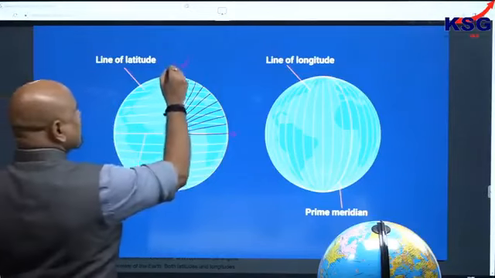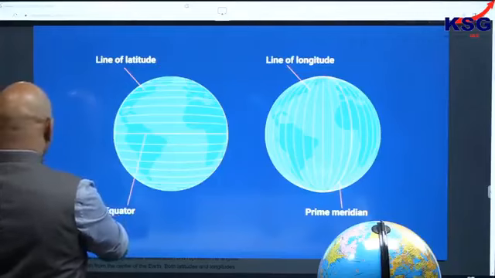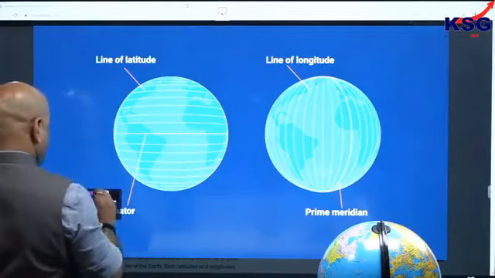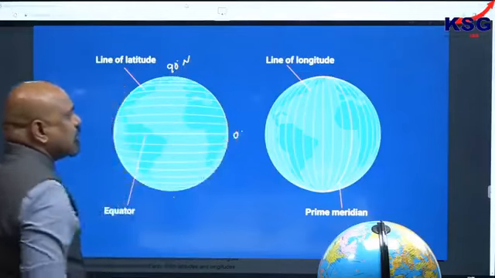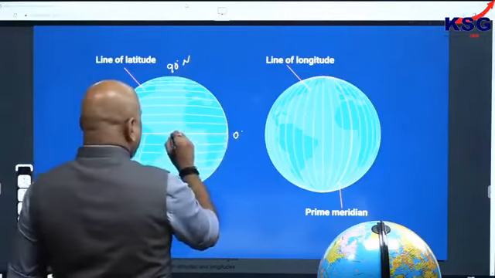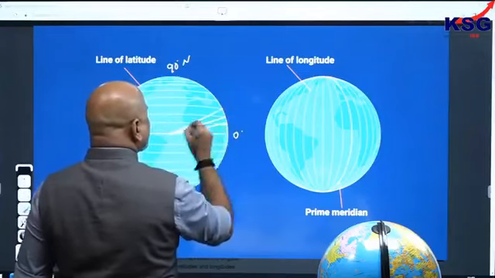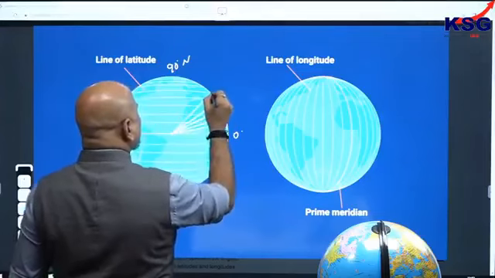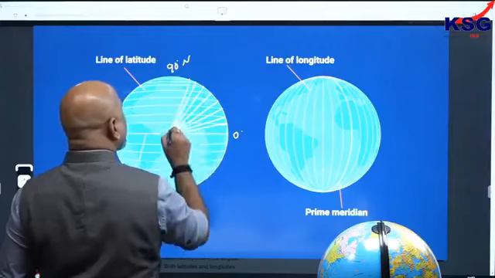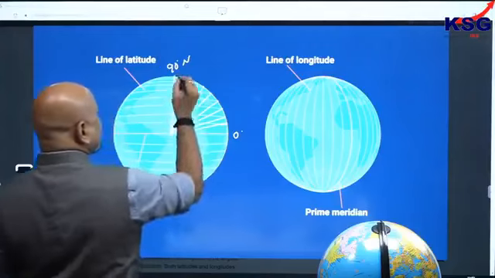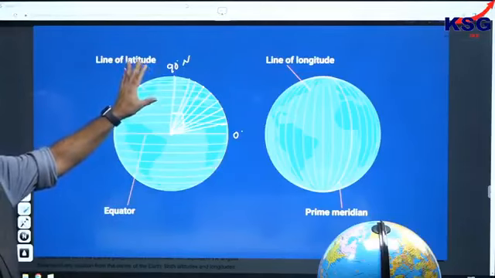So this is the 90 degree here. I said 90 degree north, this is 0 degree, and this is the line. From here we have taken this angular distance from the center of the earth towards north or south of the equatorial plane. I did say this. This one is 90 degree.